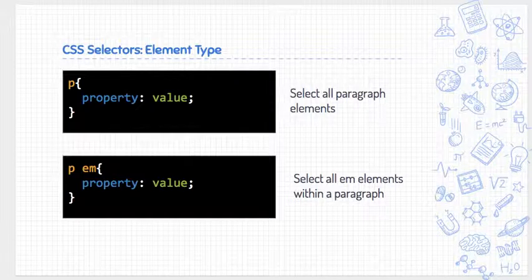Here we have two different CSS rules. The first rule selects all the paragraph elements, whereas the second rule selects all EM elements within a paragraph. Here, EM stands for emphasis, and it typically looks like something that you want italicized. So in this case, we're going to select only the EM elements within a paragraph. So you see here how we can chain the element types.